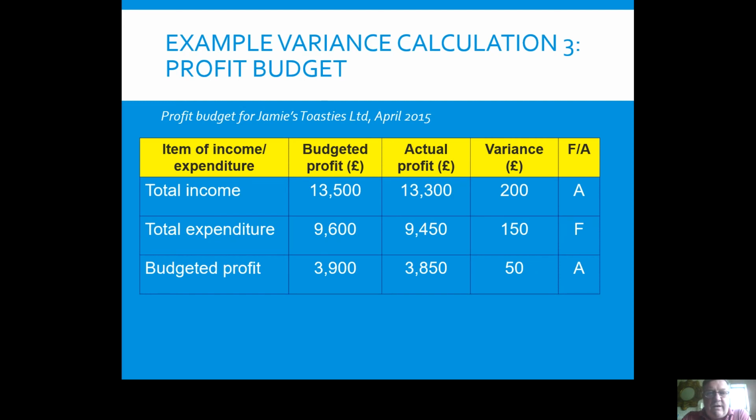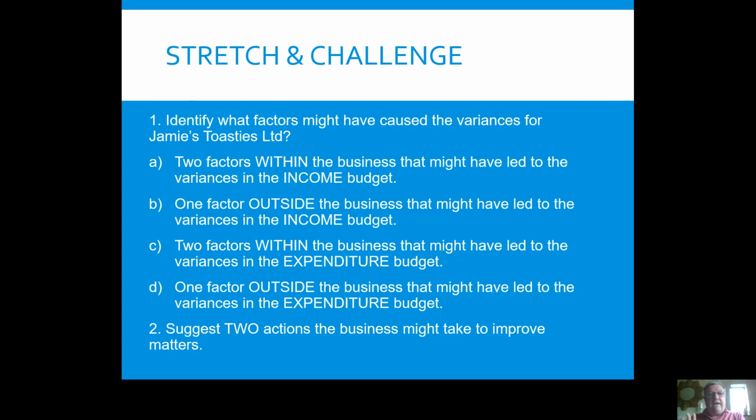AFF. So we earned less than we thought we would, but we spent less than we thought we would. And the net effect is we made slightly less profit than we had hoped. So AFA. Right, pause and get ready to move on to the next challenge, which is the toughest one. Okay, this really is the stretch and challenge task.